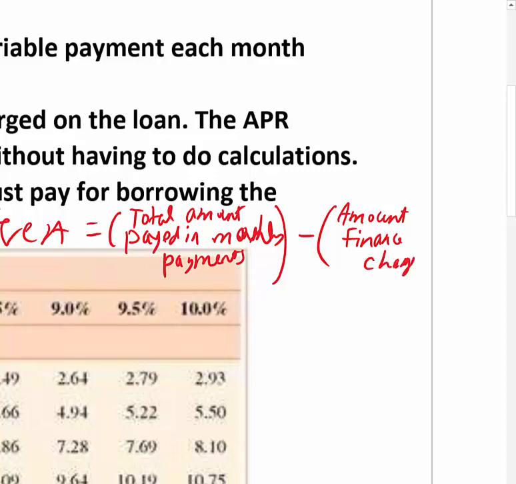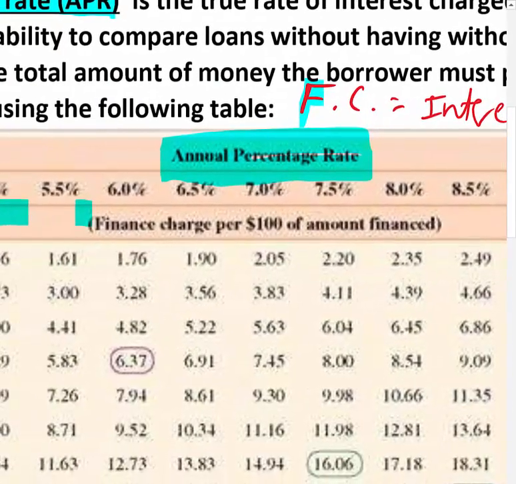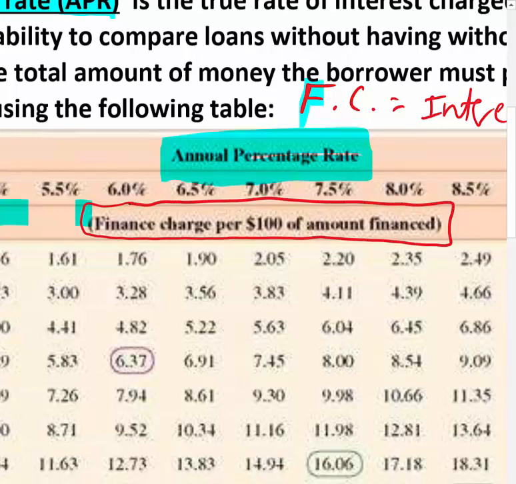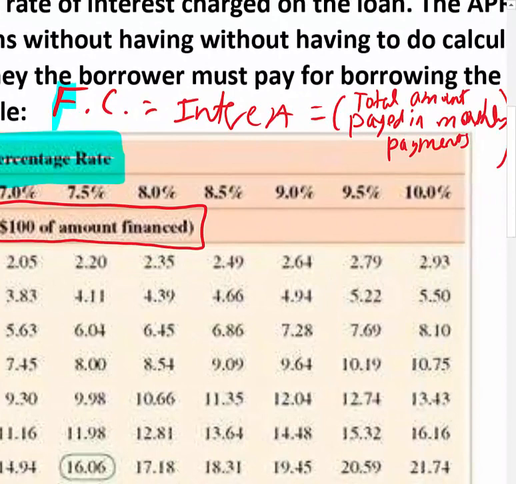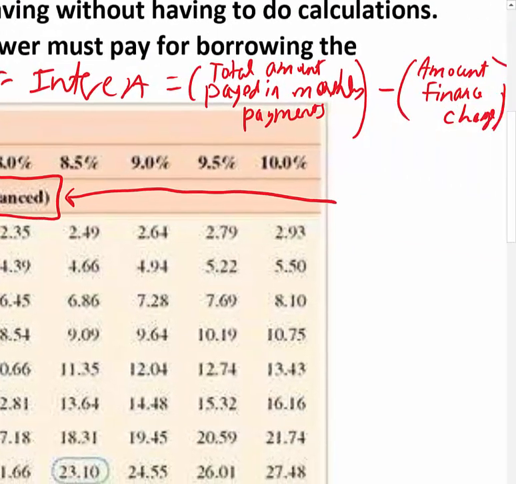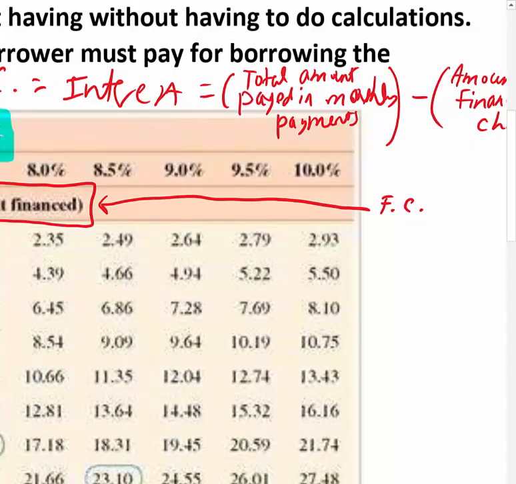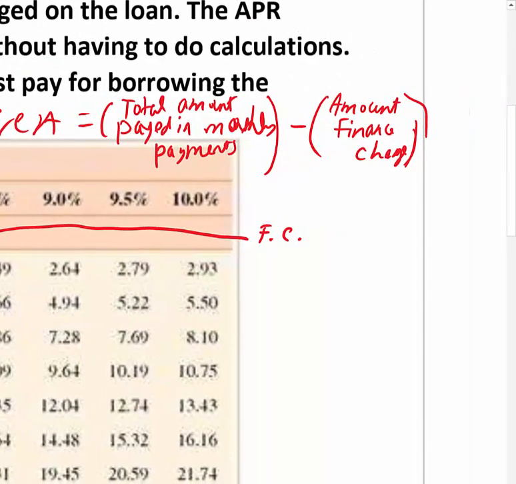So some problems will ask for the finance charge, but if you want to use this table, notice where it says finance charge right here. It doesn't just say this is the finance charge. It says this is the finance charge per $100 of the amount financed. So if that's what you want, instead of just the finance charge, you want the finance charge per $100 financed.